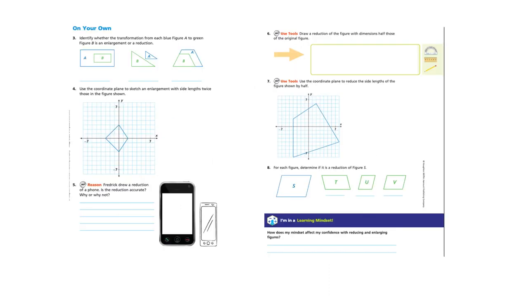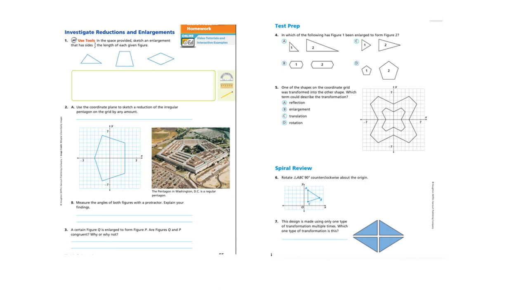So these next 2 pages are the on your own, so you're going to do that on your own. If you did the check understanding and you feel comfortable and confident, work on this. This next page is homework, more practice homework. So if you did great on the check understanding and you did the on your own and you feel comfortable with that, I would suggest skipping the homework. It's optional. If you love doing these reductions and enlargements, you can work on the homework.